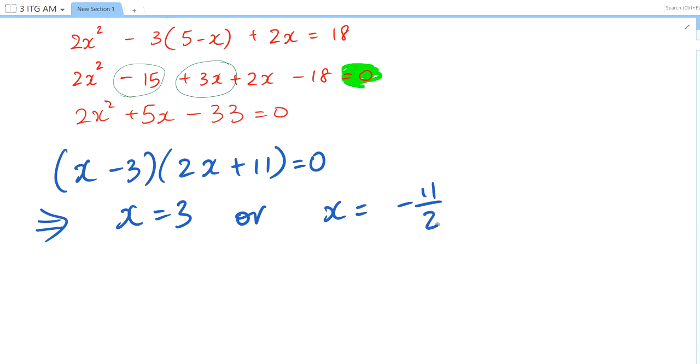Okay, so the first point, x minus 3 is 0. He is saying that x minus 3 is 0. Do you agree? Is that what I'm saying? X minus 3 is 0?